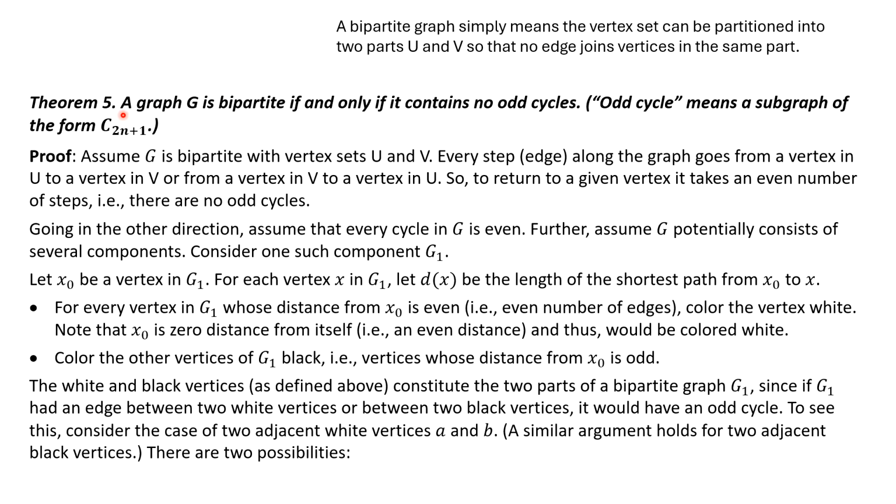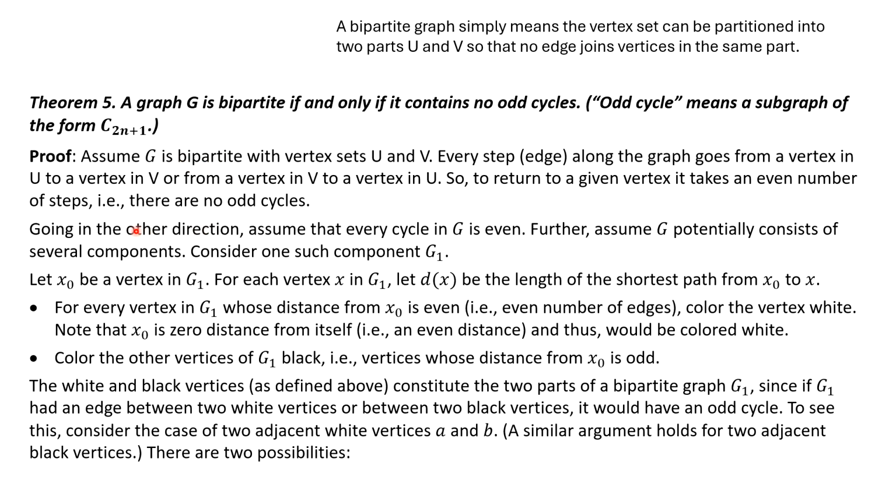Okay, so the theorem goes as follows. The graph G is bipartite if and only if it contains no odd cycles. We have to prove this in two directions since it's an if and only if theorem. Assume G is bipartite with vertex sets U and V. Every step along an edge of the graph goes from a vertex in U to a vertex in V, or from V to U. So to return to a given vertex, it takes an even number of steps. Therefore, there can be no odd cycles if G is bipartite.